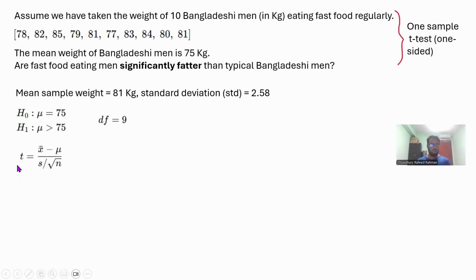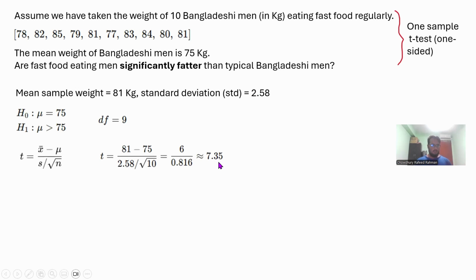And this is the formula for the T score. Now it is extremely similar to the Z score formula that we talked about in the previous video. I will leave a link of that video in the description as well. So you can just plug in these numbers that you got right here and you will get the T score.